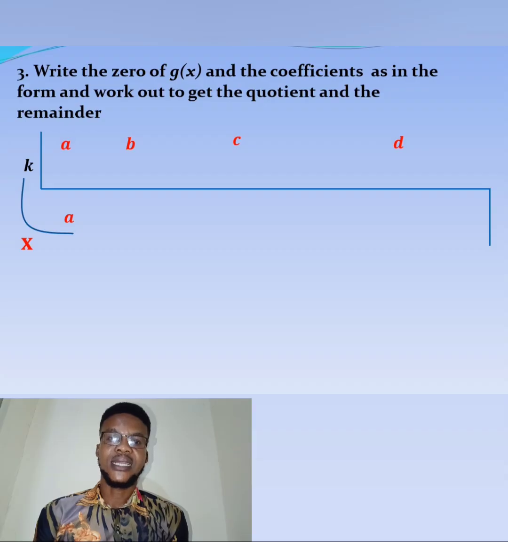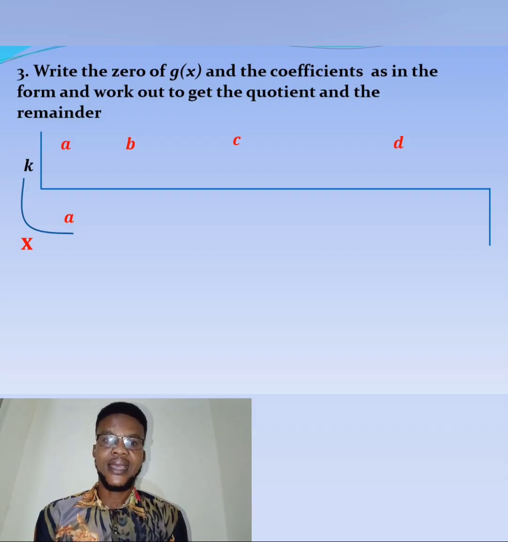What you do is that the first coefficient, you write it beneath it. Have you gotten that? Now after writing it down there, you multiply by the zero, which is the k. And when you multiply by that, k times a gives us what? Ak. Then the answer you get, you write it under or beneath the next coefficient of the dividend. So you write it under what? The b, which is the next coefficient.